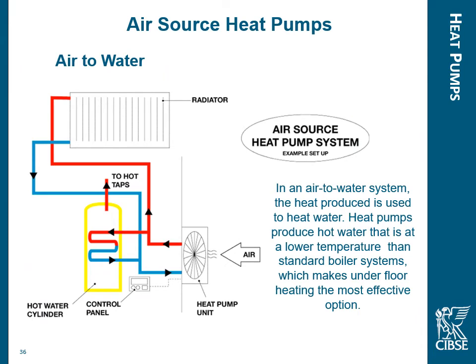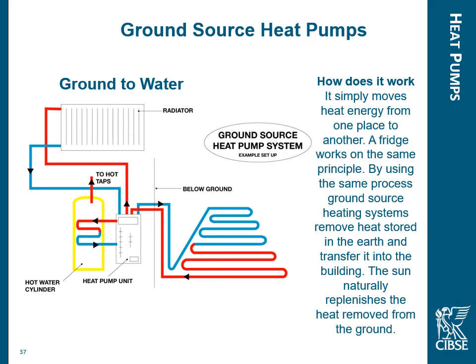So the air source heat pump absorbs heat from the air outside, transfers it into the hot water cylinder, preheats the water. Quite a lot of the time, they heat radiators upstairs and underfloor heating downstairs. With the ground source heat pump, it absorbs heat from the ground, which tends to be more constant than the air outside. Again, it transfers heat into the hot water cylinder and into radiators or underfloor heating.